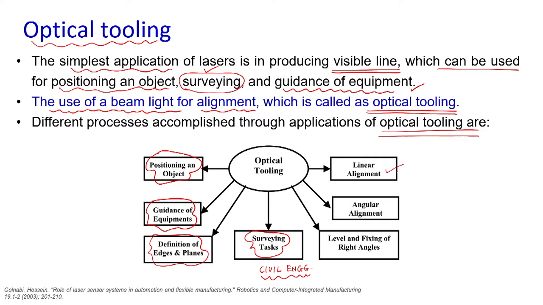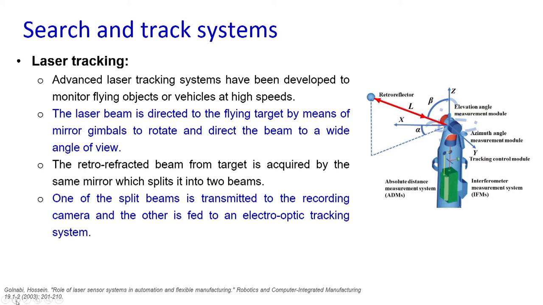Then alignment, to have the linear alignment of the parts or the tools. Even for angular alignment as well, we are using the optical tooling. And then fixing of the right angles, which is very essential in machining operations, to have proper right angles maintained with respect to the application of forces. So there the lasers are helping a lot. Lasers are also used for tracking purposes, for search purposes.